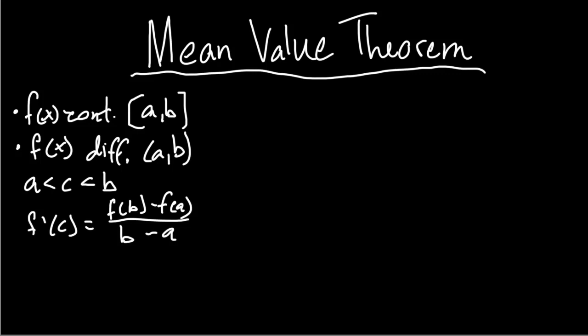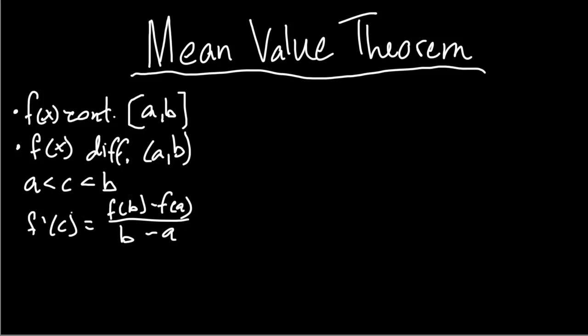Now, what exactly does this mean? Does anybody recognize this formula right here, f of b minus f of a over b minus a? That's just the slope. That's the formula for slope, right? y2 minus y1 over x2 minus x1. So we're saying f prime of c is equal to the slope of the straight line from a to b, right? Okay, that makes a little bit of sense.